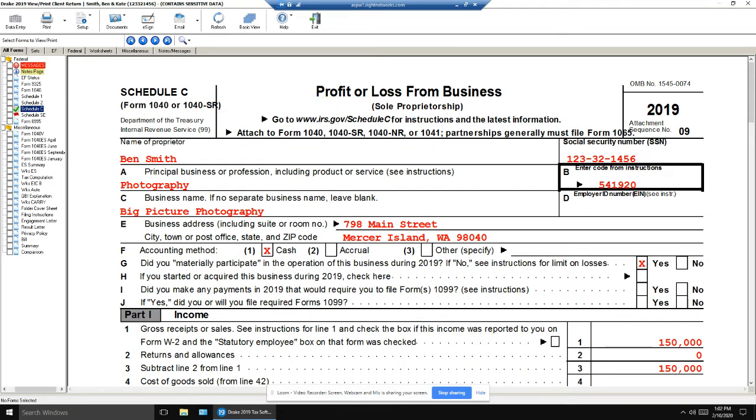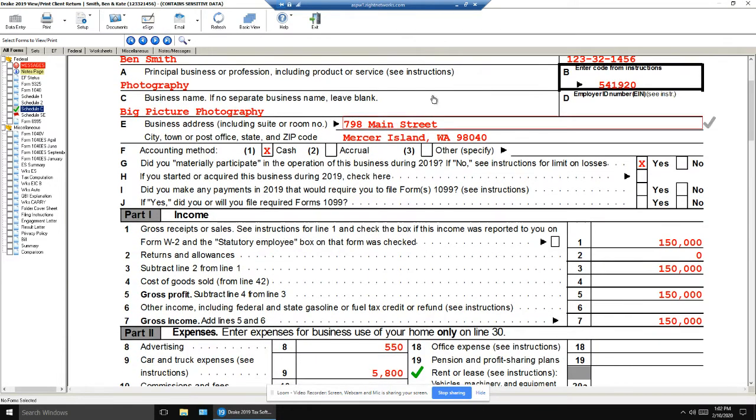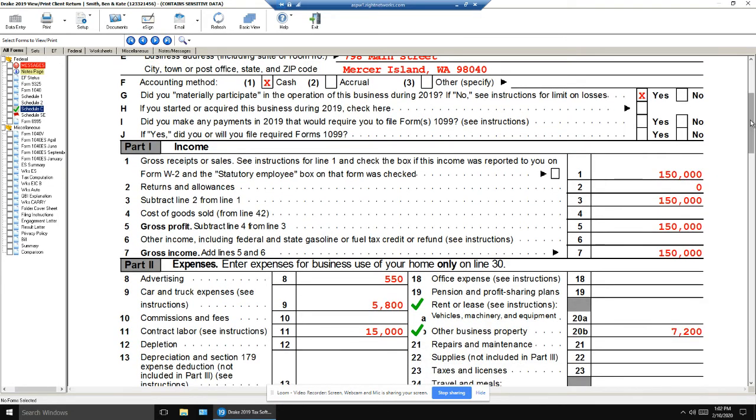That's the case here. Again, just double check that all this information looks correct. Most photographers, almost everyone, will be cash basis as their accounting method. That's the simplest, so that's what we usually see. Now, if you were reviewing this return, if this was your return, here's some things to notice.